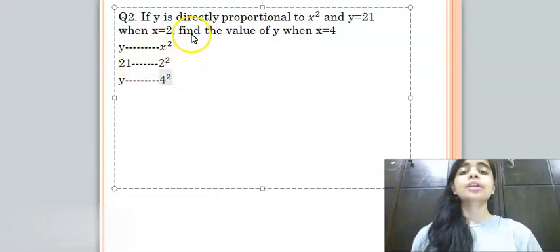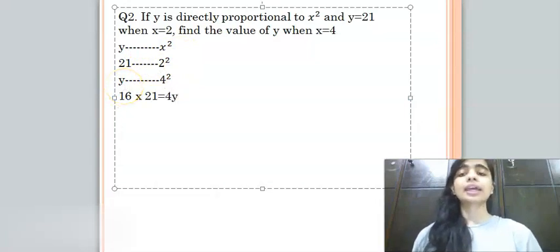And then it says find the value of y. So let's write this as y only, because we don't know the value, when x is equal to 4. So again we need to write the value of x square. So we will write 4 square. And then we will cross multiply these. So 4 square is 16. 16 multiplied by 21 is equal to 2 square, which is 4, multiplied by y, 4y.